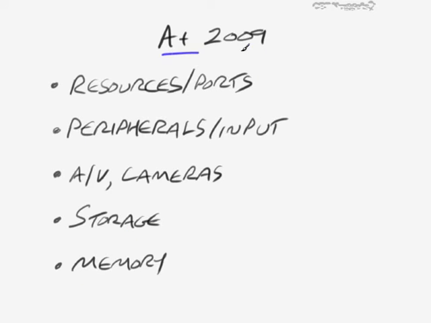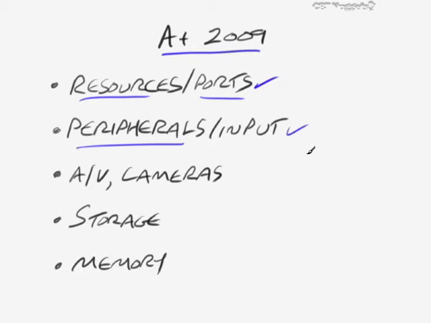And then we'll continue on by talking about resources and ports. You know, when it comes to computer, it has to have something called resources, such as what we call interrupt requests, I/O addresses, things like this. And there's also ports that you can plug things into, like your peripherals, for example, or your input devices, such as your keyboard and your mouse.